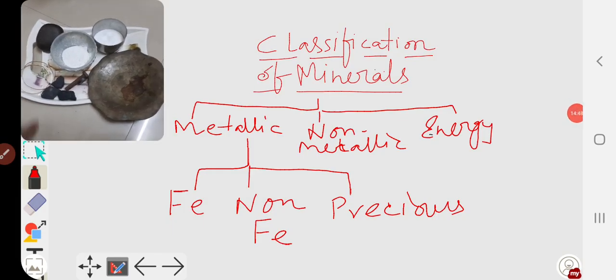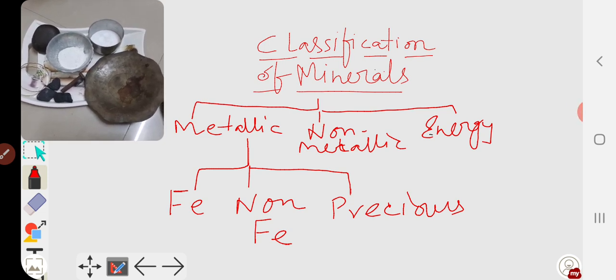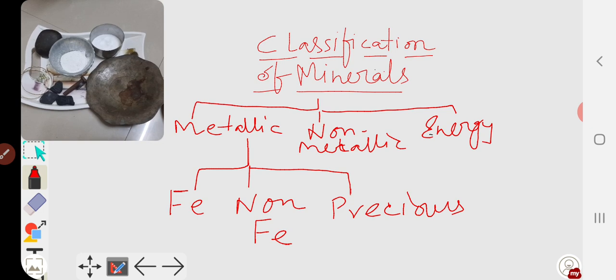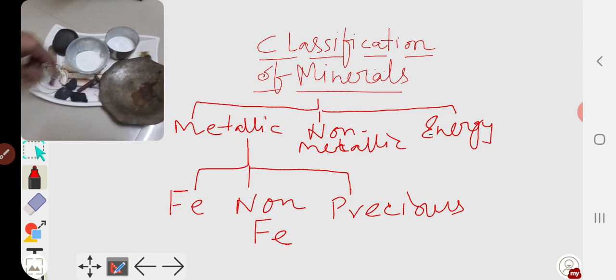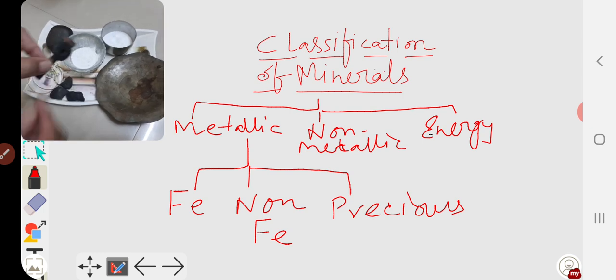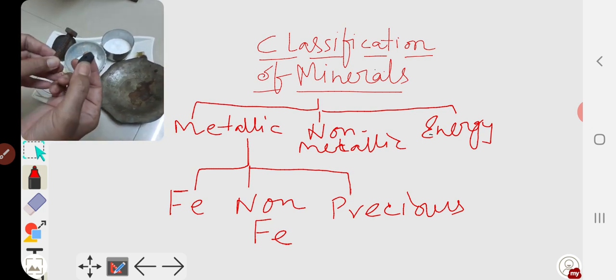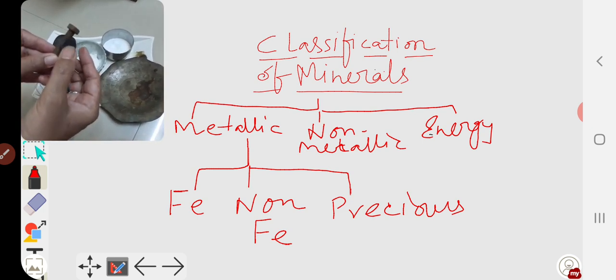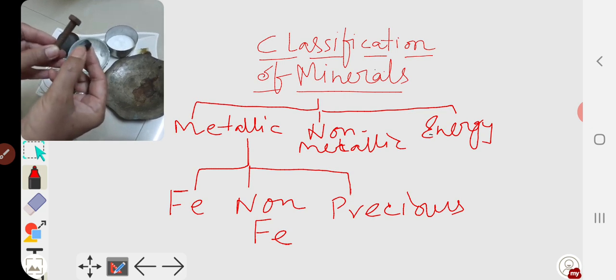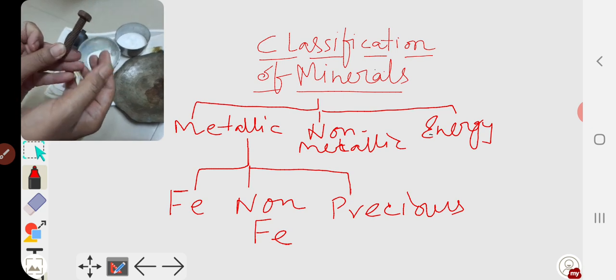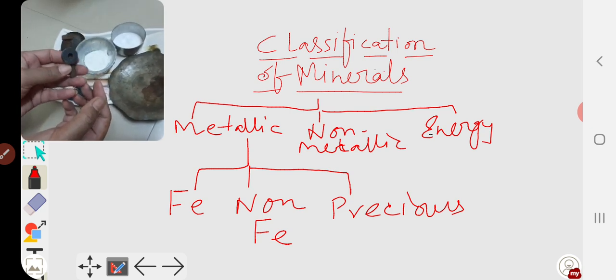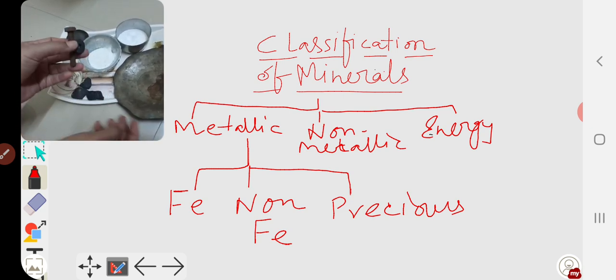Now we are proceeding to our last topic, the classification of minerals. You can see many things being focused on in the video. First of all, you can see a nail and a magnet. See how nicely it is getting attached. What does this indicate? It has metal. It's a metallic mineral.